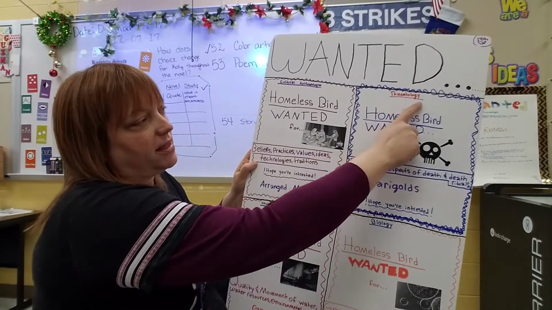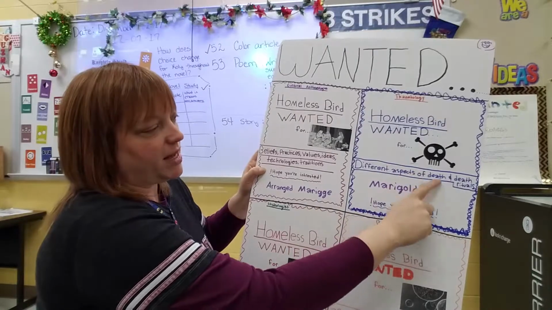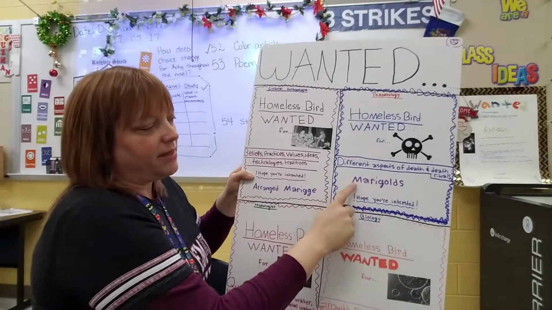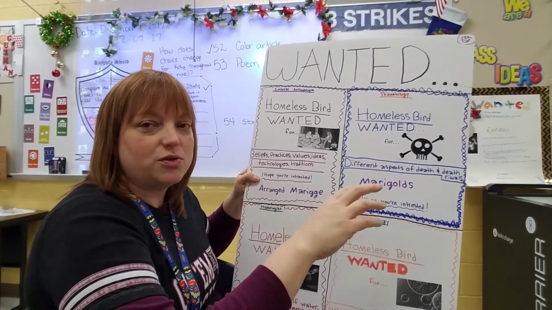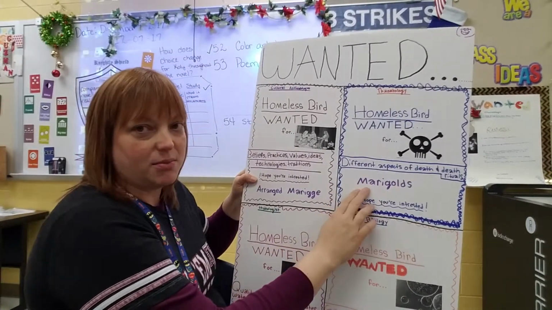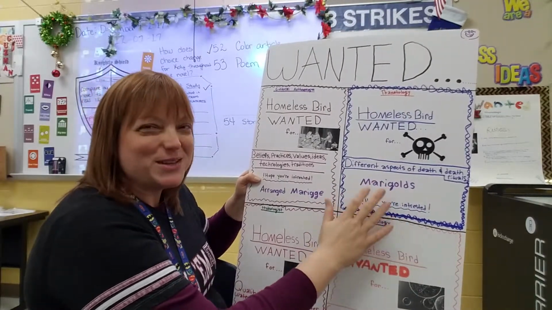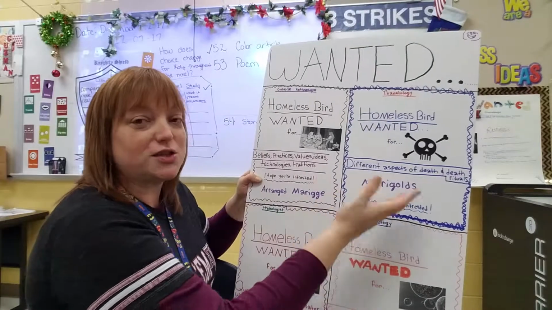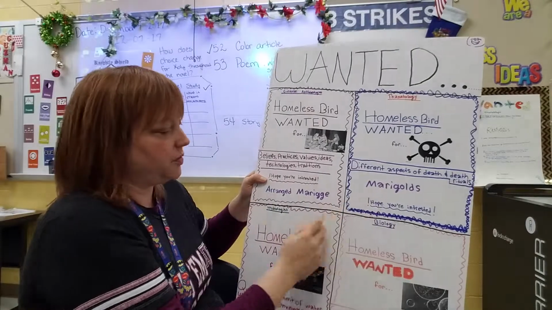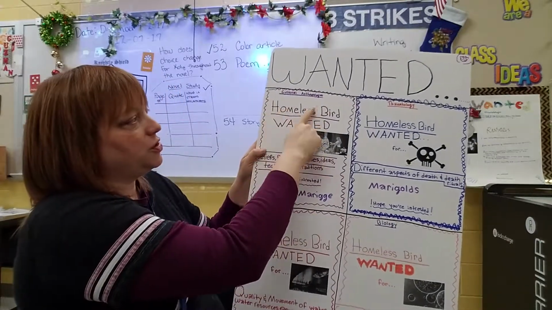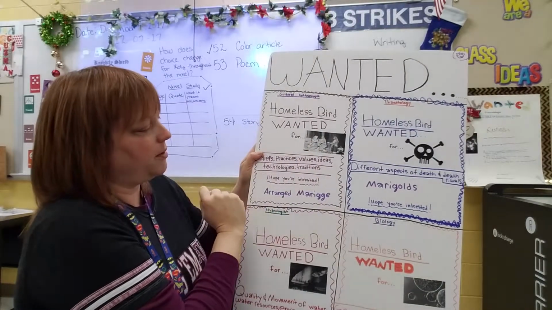So here for like phenology, Homeless Bird was wanted, and then they did a symbol for death, different aspects of death and death rituals. And then they chose the marigolds because they used the marigolds, and there is some inferencing in the book that's tied around the marigolds. So if you had read Homeless Bird with your students, you would know the significance. So the students read Homeless Bird and they knew the significance of marigolds as far as it goes with the death rituals.